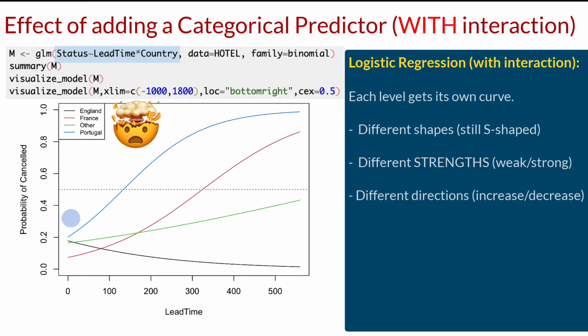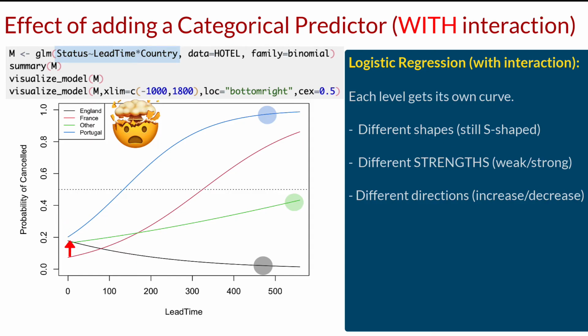And cool! The relationship for Portugal is strong and positive. Bookings from there always have the highest probability of being canceled. The relationship for other countries is still positive, but it's much weaker than for Portugal, since the increase in probability isn't as fast. But look at England. Its relationship is weak, but negative. For England, bookings with longer lead times tend to get canceled less often.